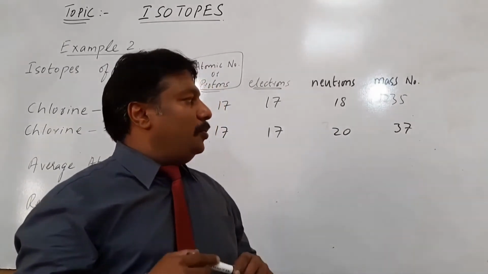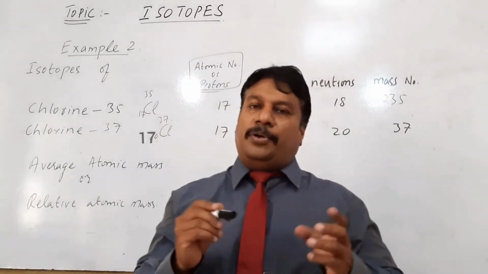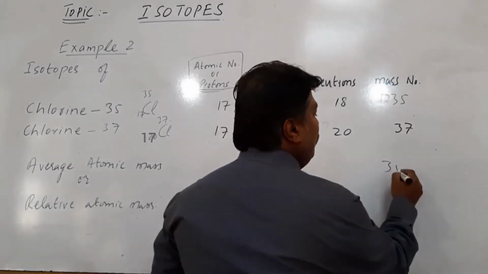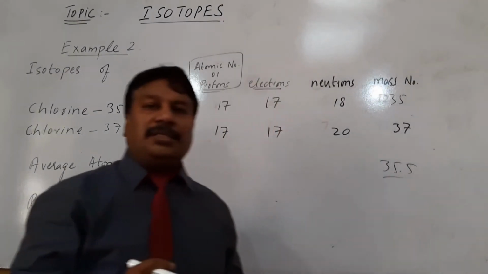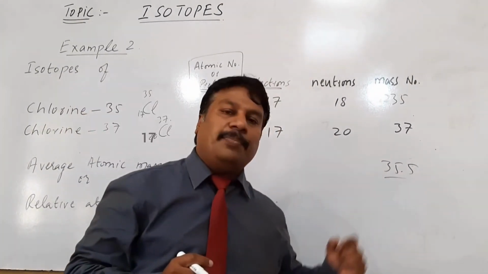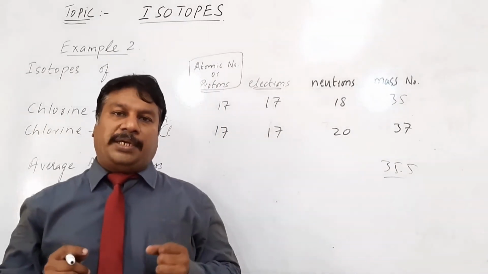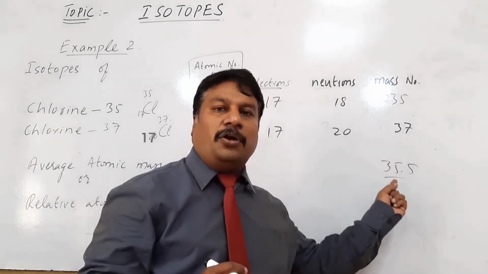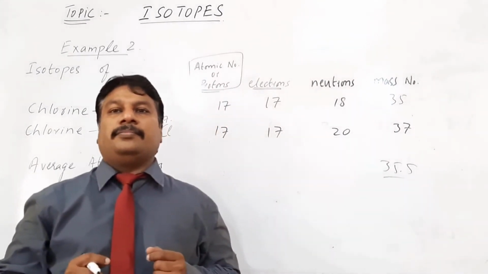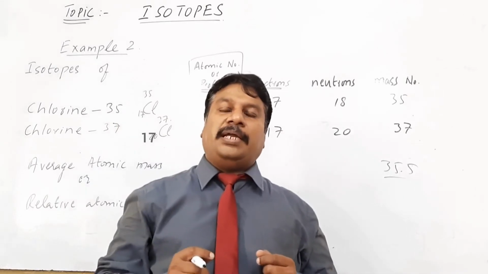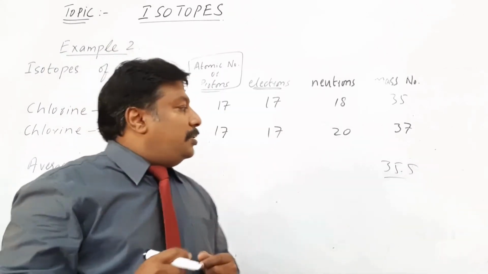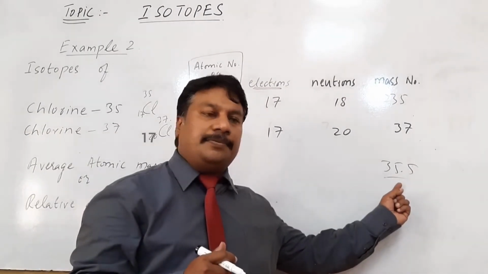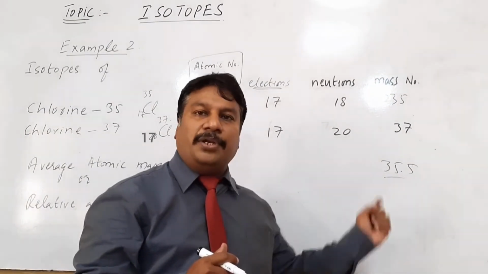Now in some books, or in the periodic table, you have noticed it's written that the mass of chlorine is 35.5. Now the question arises, why is it written as 35.5? The answer is very simple. This is the average or relative atomic mass of chlorine. Now the question arises, how can we calculate it? This chlorine mass is 35.5 because it's an average or relative atomic mass of chlorine.